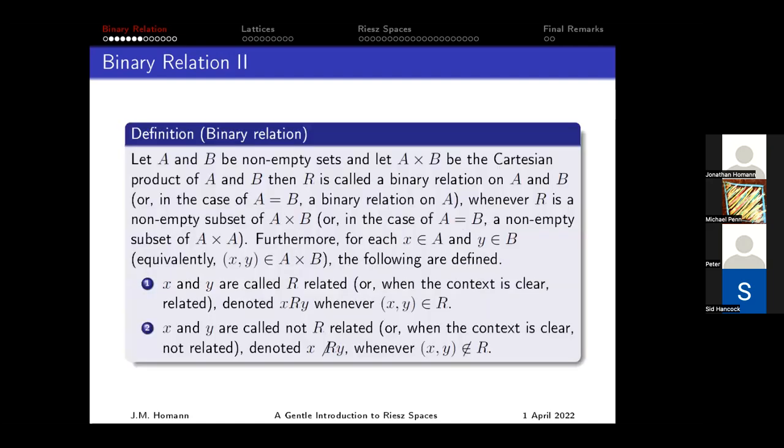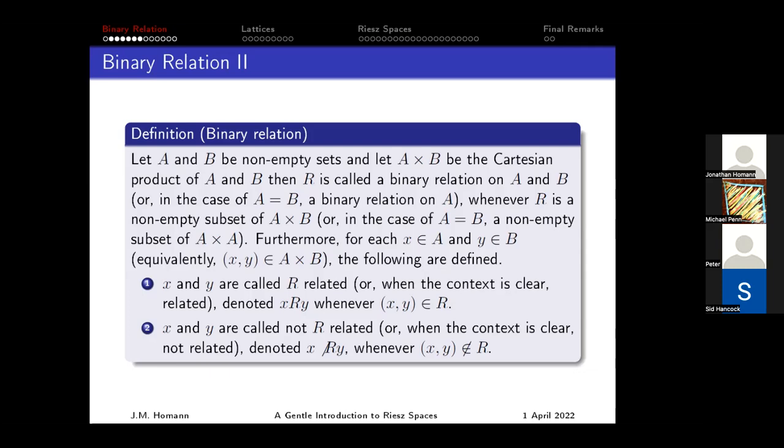So we'll say that if we have non-empty sets A and B, and we denote by A cross B their Cartesian product, then we call R a binary relation on A and B, and in the case of A equal to B, we'll simply say a binary relation on A, whenever R is a non-empty subset of the Cartesian product of A and B. And in the case of A equal to B, it's a non-empty subset of A cross A.